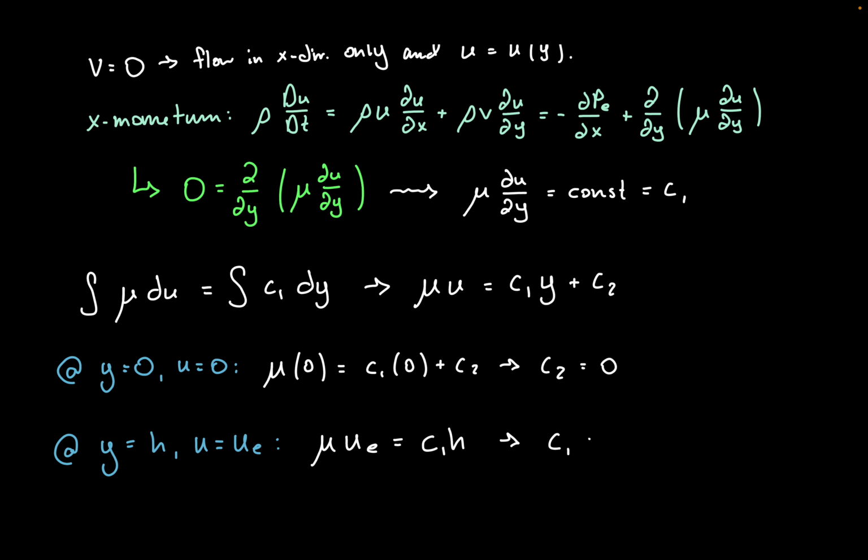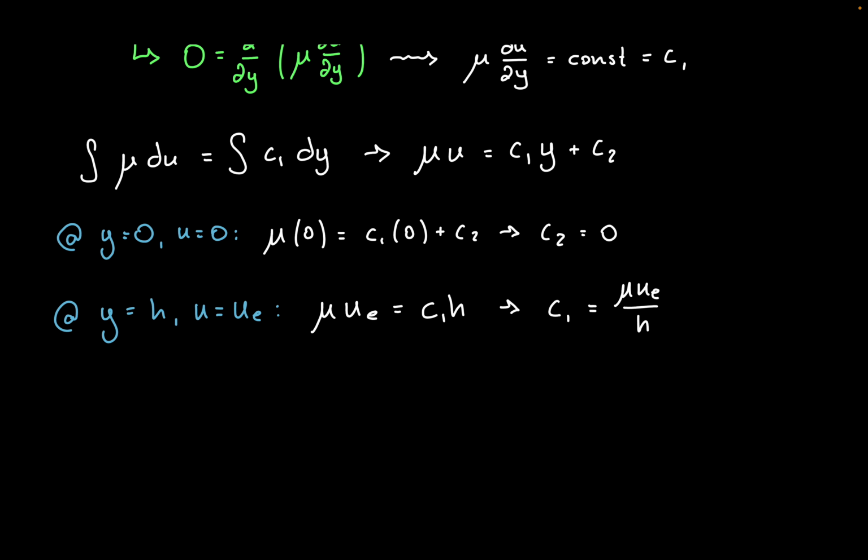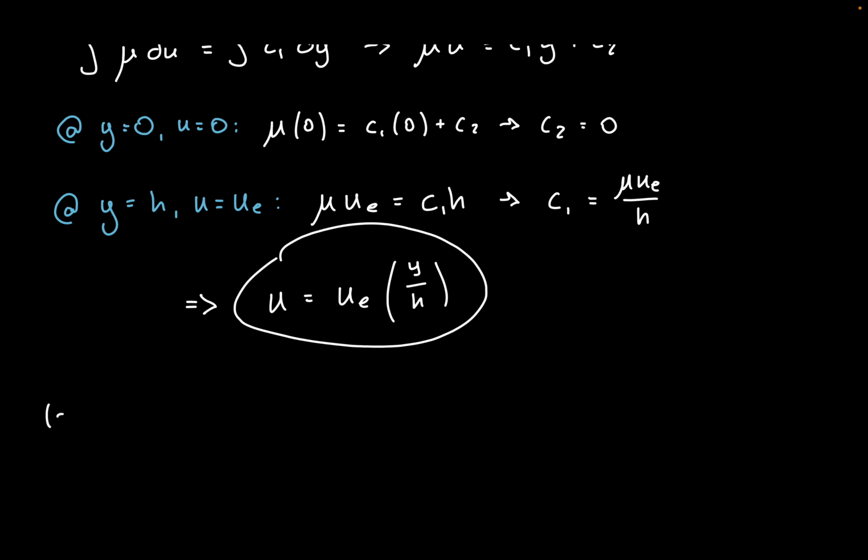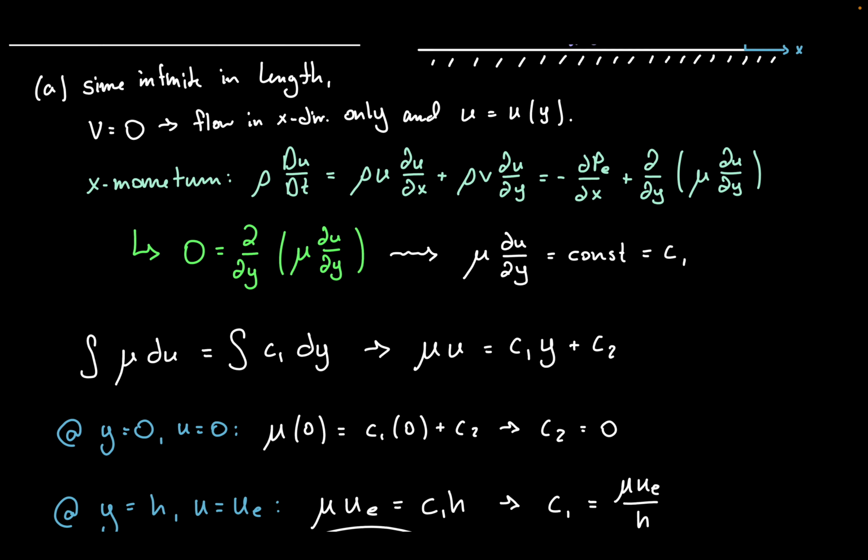And then we can rearrange some things and get that c1 is going to be equal to mu times u sub e divided by h. So then we can get our final equation for u, and that's going to be u is equal to u sub e times y divided by h. And that's part A. So now for part B, let's go review what they said.